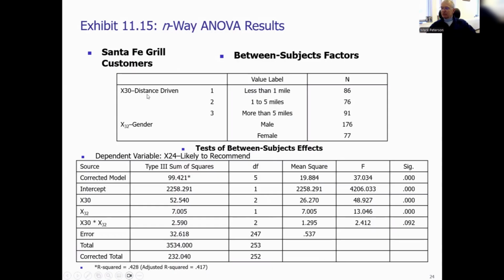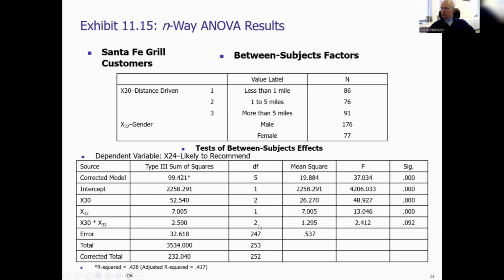Here we have a 2-way ANOVA. We have the 3 groups here, and then we have gender. We're trying to see if there's an interaction effect between your distance from the restaurant and gender on likelihood to recommend to others. Going down to these lines, X30 is the distance, and there is a main effect here. There is a main effect for gender, so one of the gender groups is higher than the other. And then this is the interaction term, the distance by gender effect.